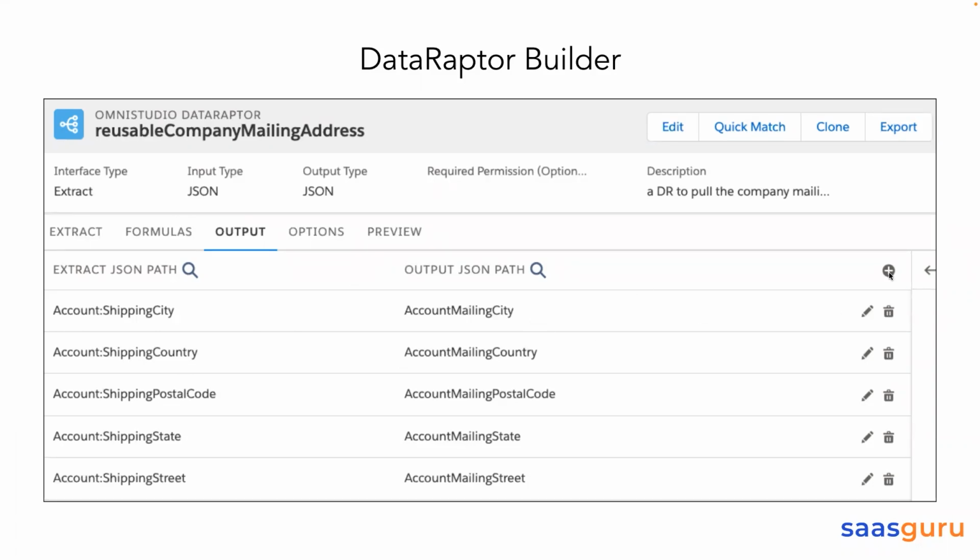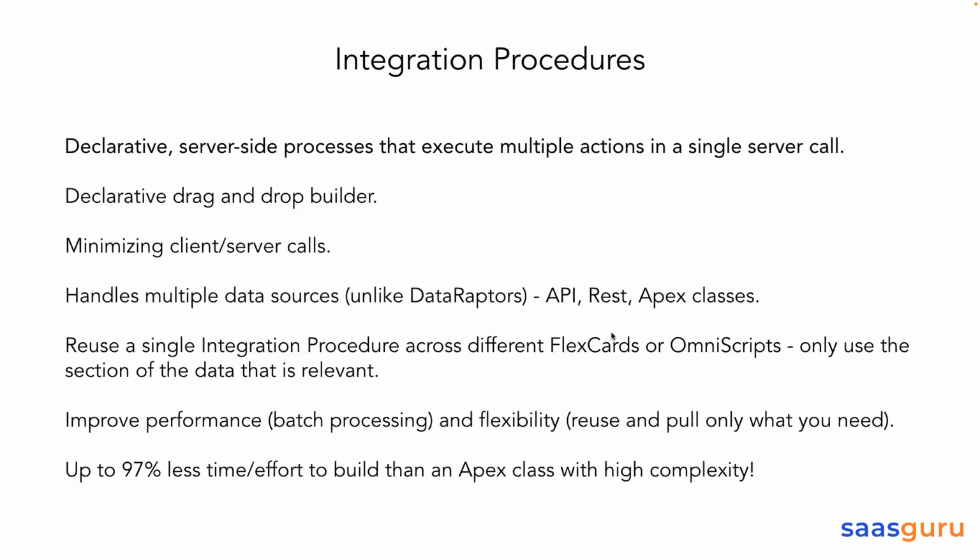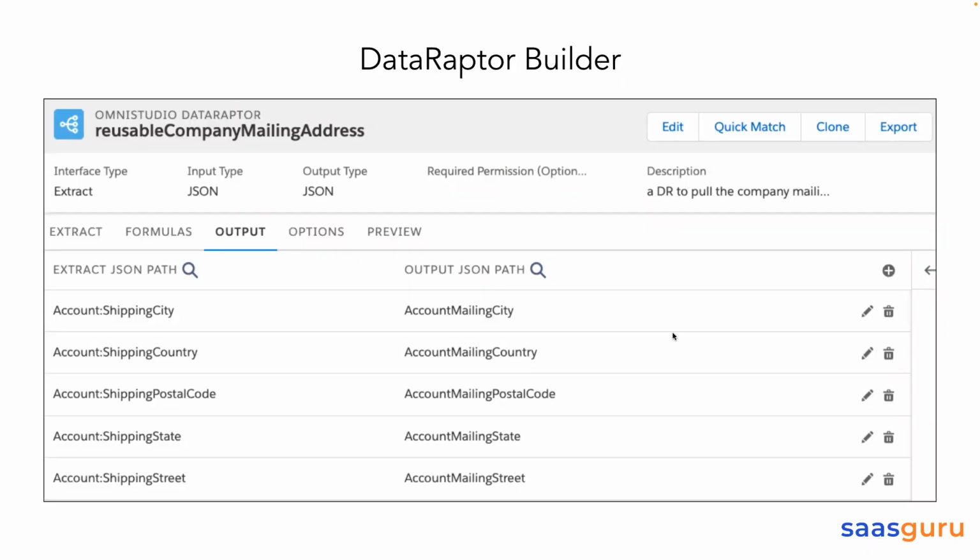It's automatically generated. You can either click here with the plus sign to create one by one or go for a quick match. Next, let me see. This is all that we have on data raptors.